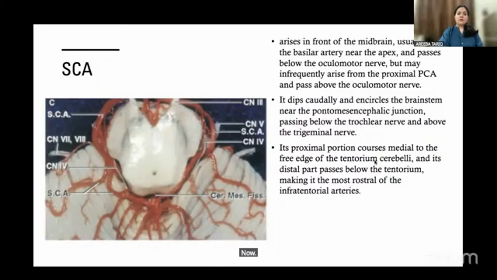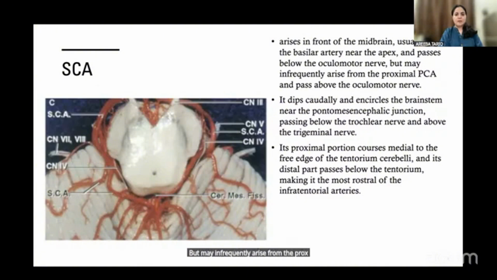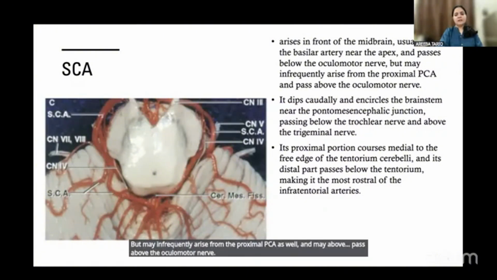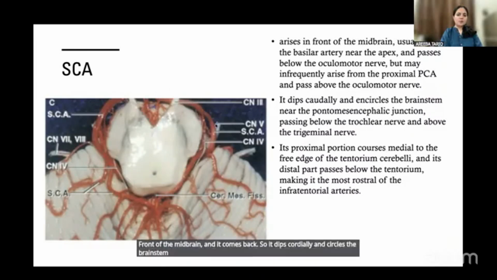Now, moving forward to the SCA, the fourth artery. The SCA basically arises in front of the midbrain, usually from the basilar artery near the apex, and it passes below the oculomotor nerve, but may infrequently arise from the proximal PCA as well, and may pass above the oculomotor nerve. It dips caudally and circles the brainstem. So it arises on the front of the midbrain and comes back, encircling the brainstem near the pontomesencephalic junction.